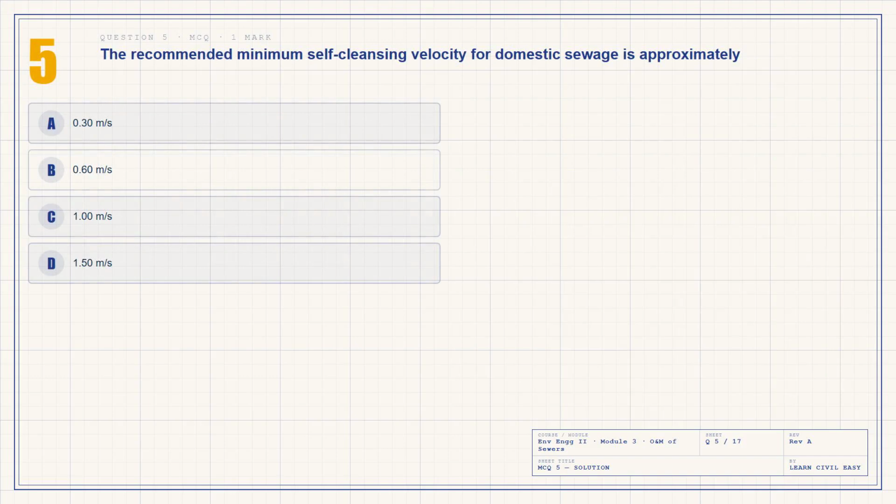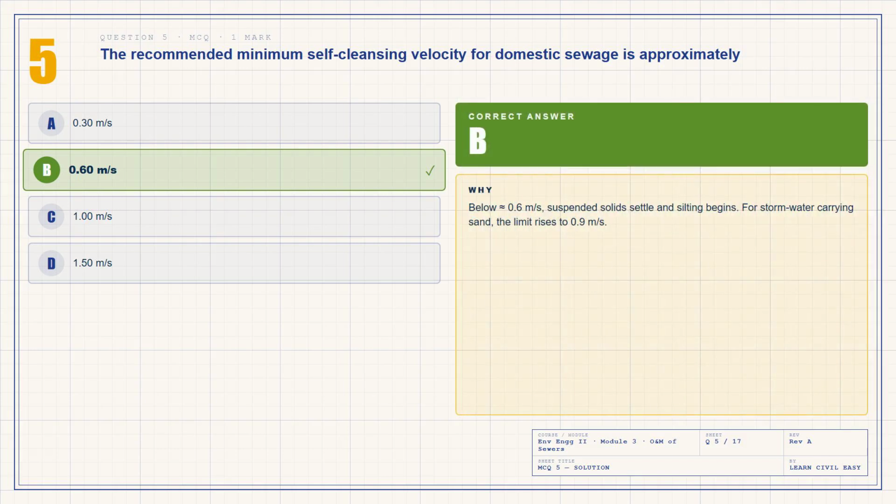Question 5. The answer is B. 0.6 meters per second. Below this velocity, suspended solids in the sewage start to settle, leading to silting. Remember, for storm water carrying sand, the requirement is higher, 0.9 meters per second.